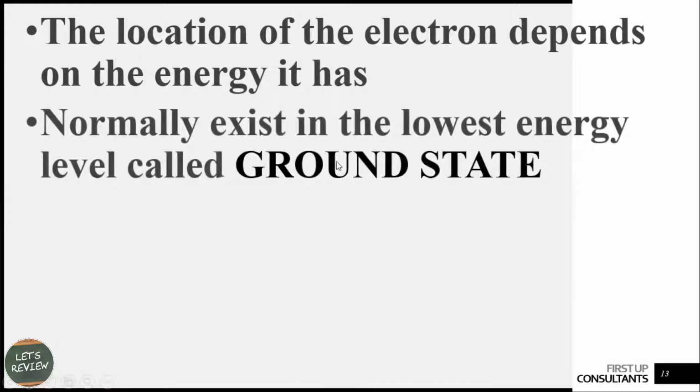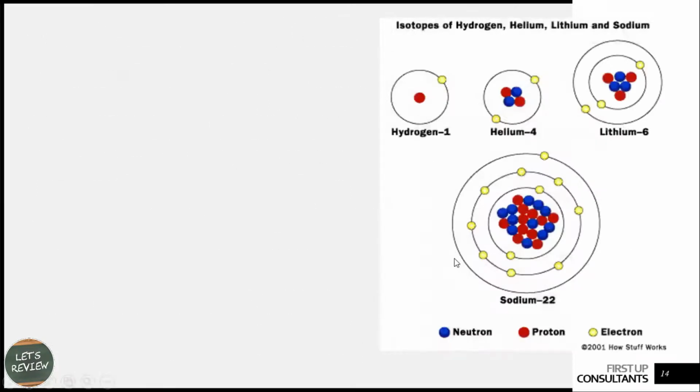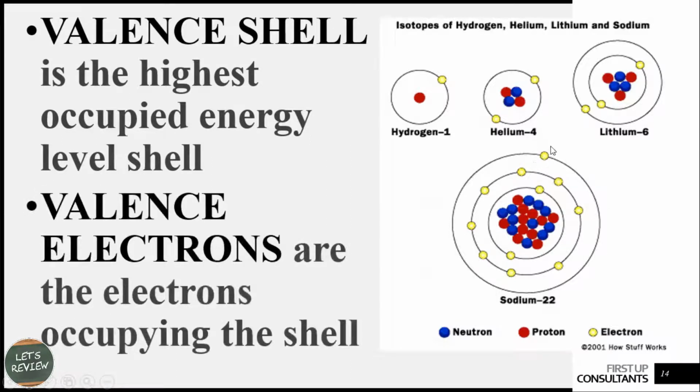Normally, an electron exists in the lowest energy, which we call the ground state. When the substance is strongly heated, the atoms absorb this energy, and the electrons that receive it become excited. So we can call it now the excited state. The valence shell has the highest occupied energy level, as it is the last orbital. And the electron found in this valence shell is called the valence electron, or electrons.